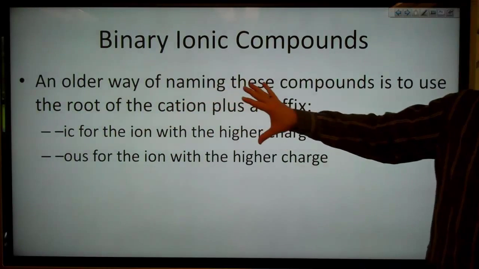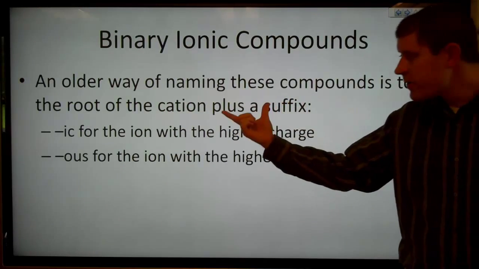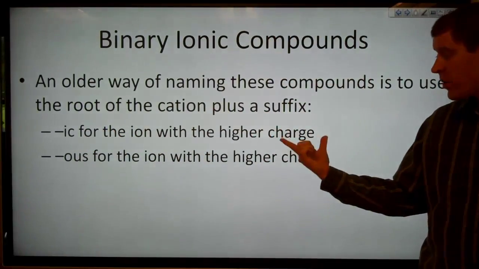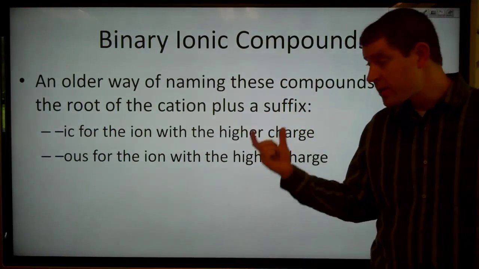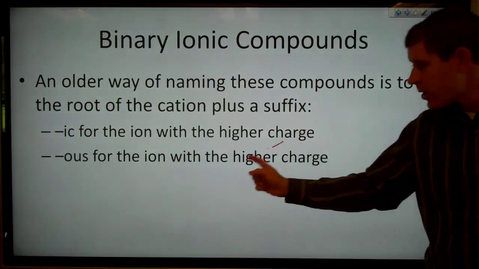Also, there was an older way of naming some of these compounds, which was to use the root of the cation plus a suffix. The suffix was "ic" for the ion with a higher positive charge, and "us" for the ion with the lower charge.